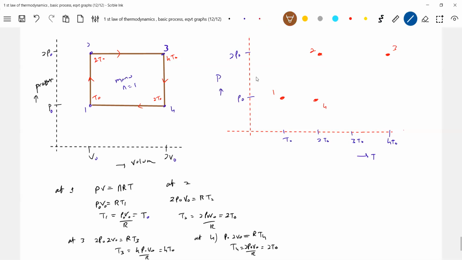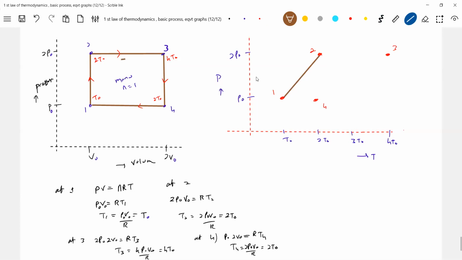Okay, what is 1, 2? Anybody 1, 2? Isochoric process, no? It is an isochoric process. What will be constant? Volume will be constant. And on the PT graph, it is a straight line passing through origin. So there's a straight line passing through origin.